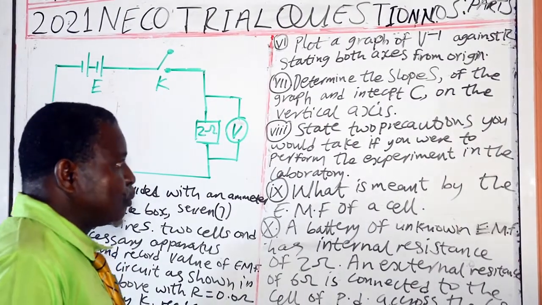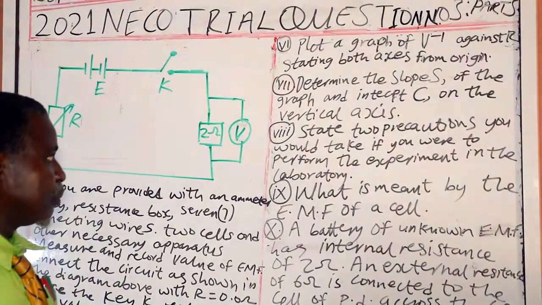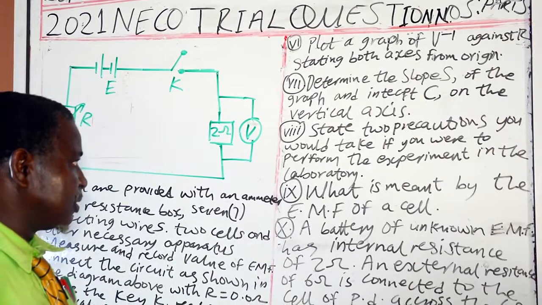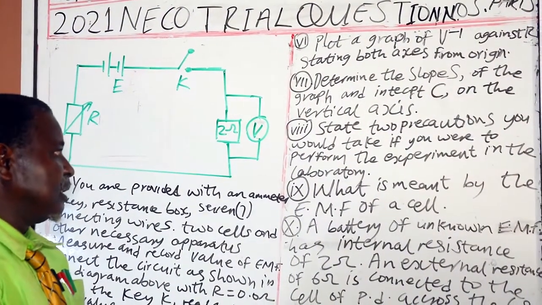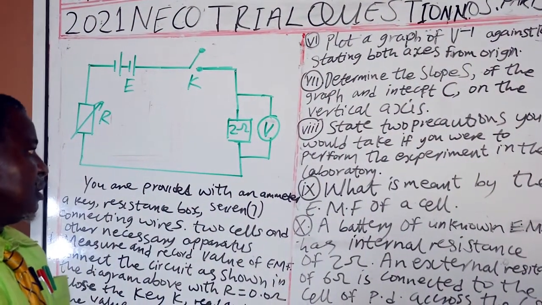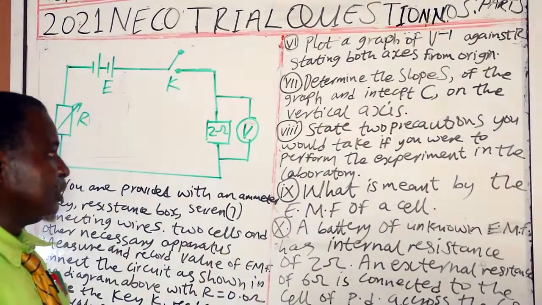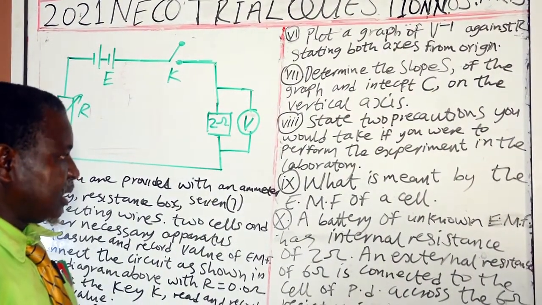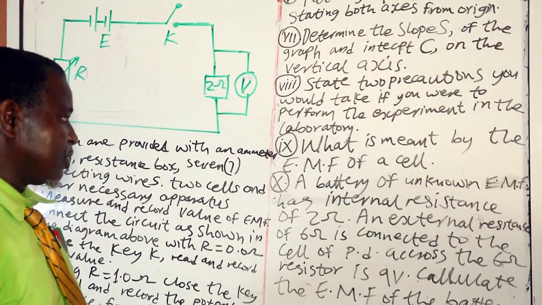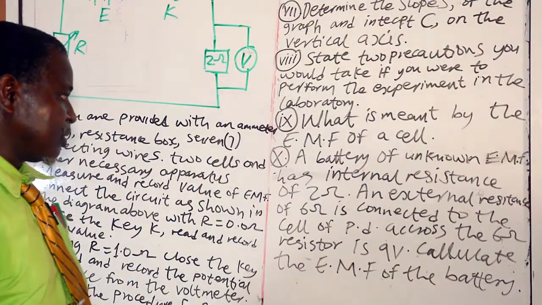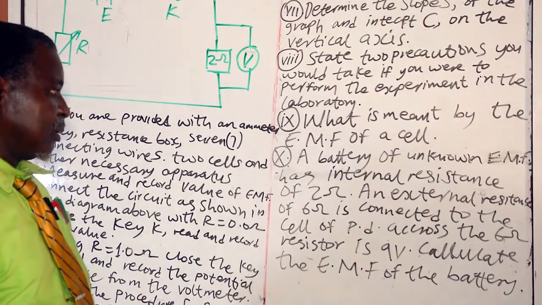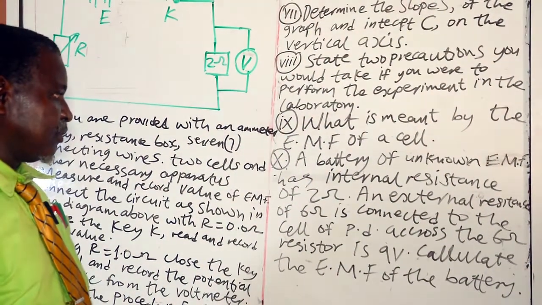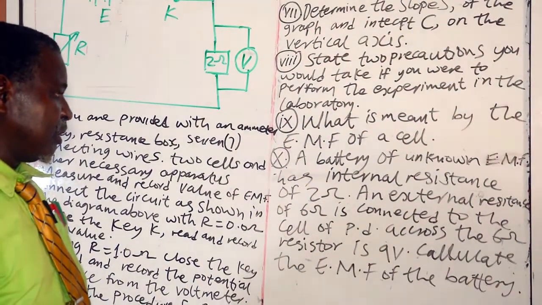8. State 2 precautions you will take if you are to perform the experiment in the laboratory. 9. What is meant by the EMF of a cell? 10. A battery of unknown EMF has internal resistance of 2 ohm, and an external resistance of 6 ohm is connected to the cell. The PD across the 6 ohm resistor is 9 volts. Calculate the EMF of the battery.